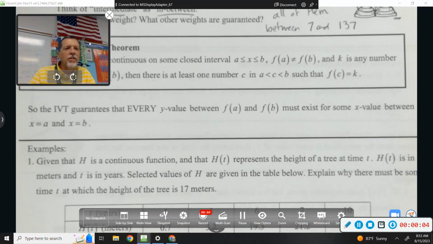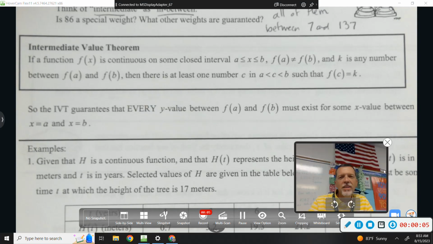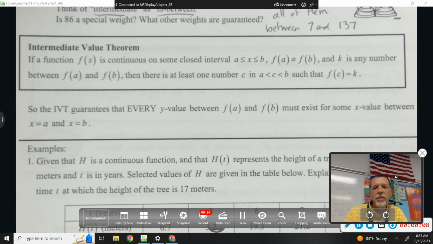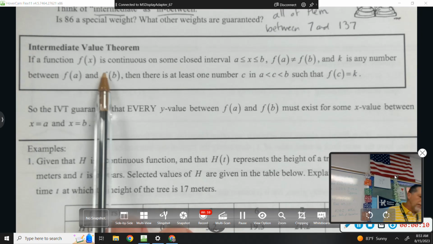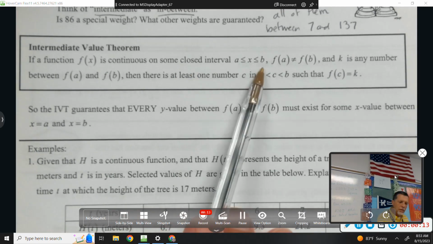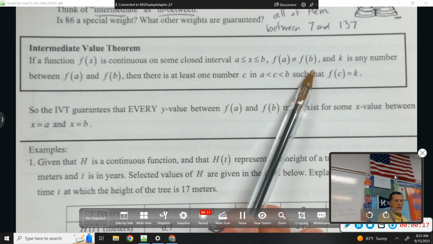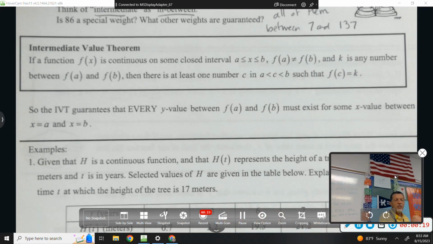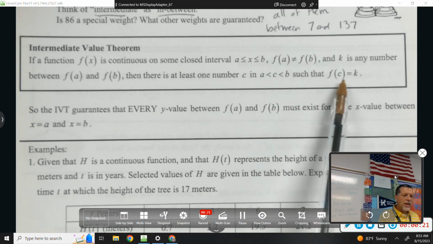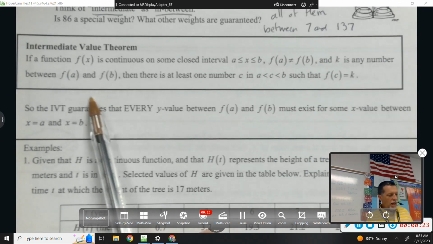So, intermediate value theorem. Let's start in on the technical stuff here, and we'll draw a picture even to make the technical stuff make sense. If a function is continuous between a and b, f of a does not equal f of b. So, it changes. It doesn't start and end the same. And k is any number between f of a and f of b.